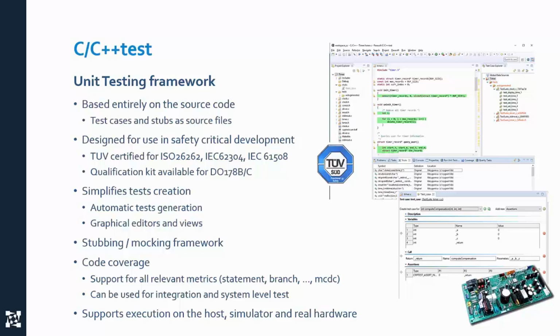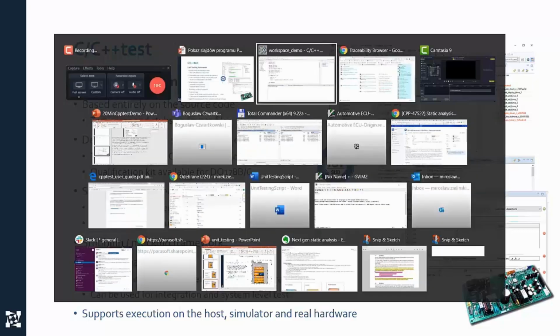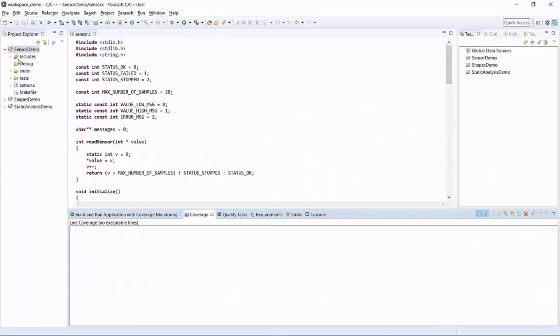Tests can be executed on the host, simulator, and real target hardware, in all cases with code coverage monitoring. C++ tests can also support your integration and system-level testing by measuring the code coverage from those practices. So let's see some of this in action. Let me bring up C++ test.